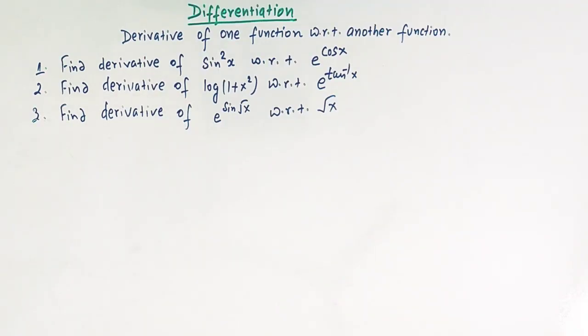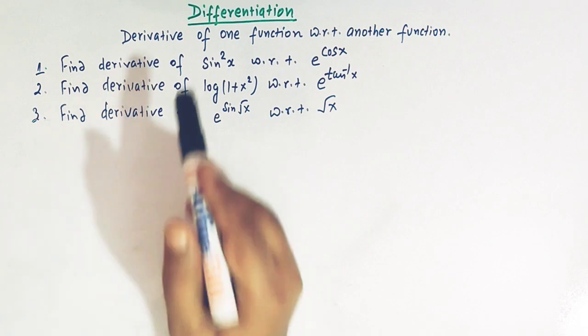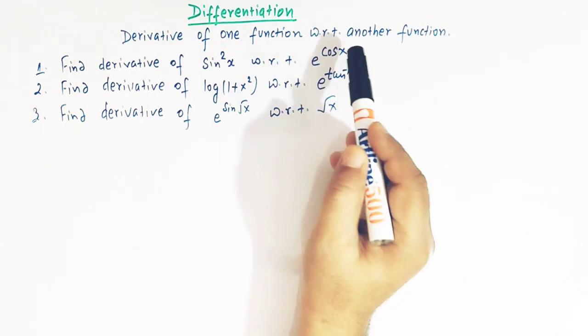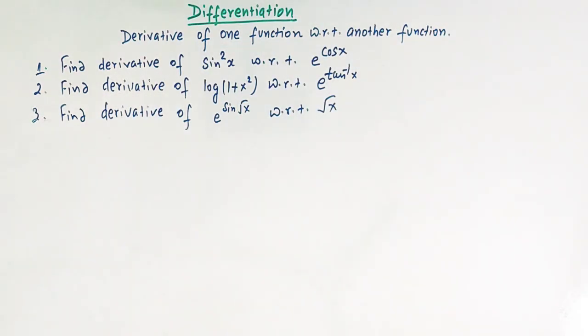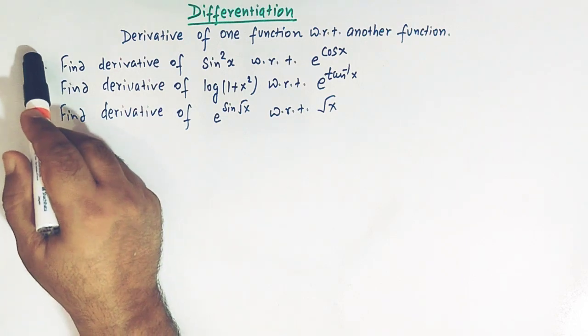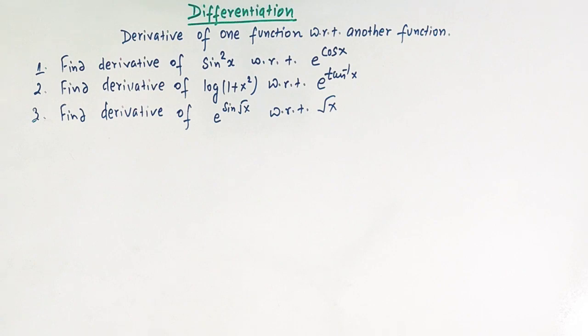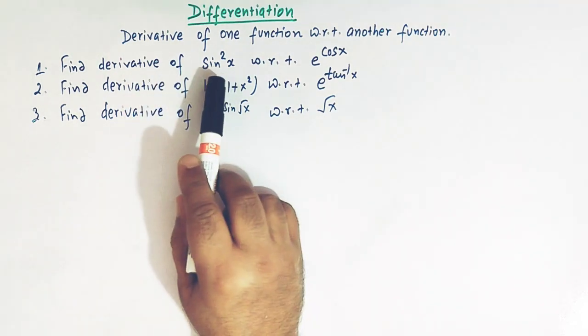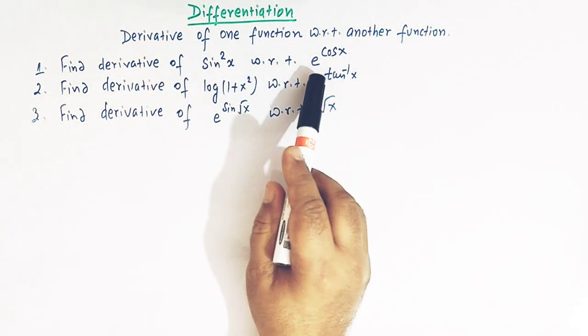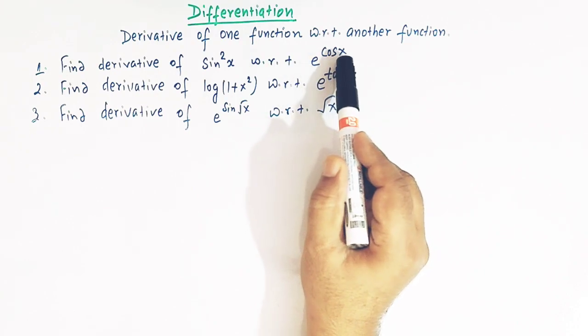Hello viewers, in today's class we are going to discuss an important topic from differentiation, and the topic is the derivative of one function with respect to another function. In this lecture we are going to discuss three important problems. First, we have to find the derivative of sine square x with respect to e raised to cos x.